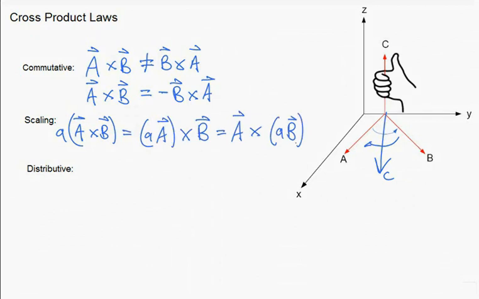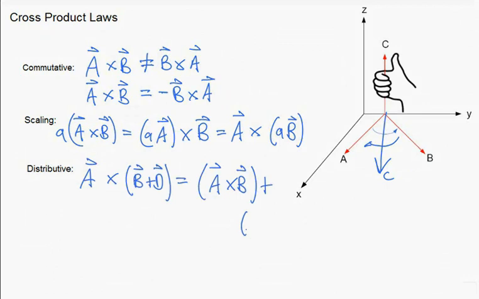The last law is the distributive law, and it states that vector A crossed with vector B plus vector D is equal to vector A crossed vector B plus vector A crossed with vector D.